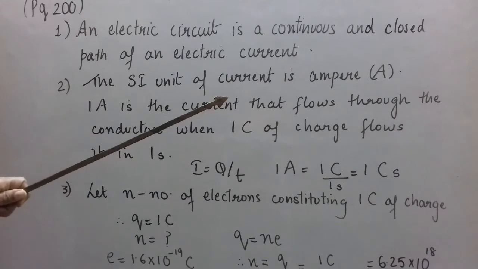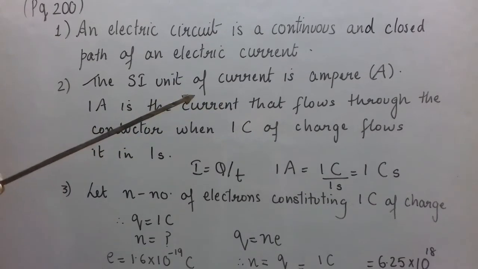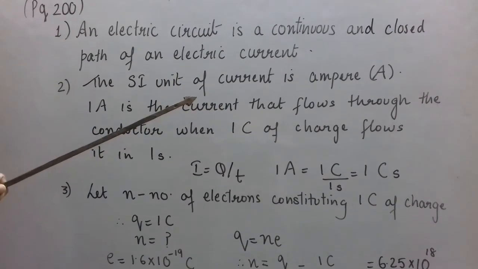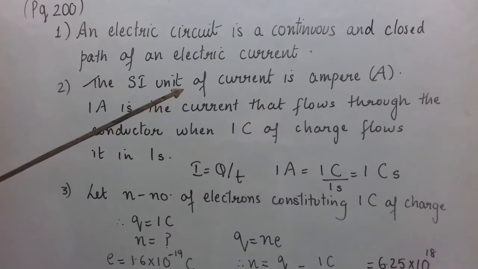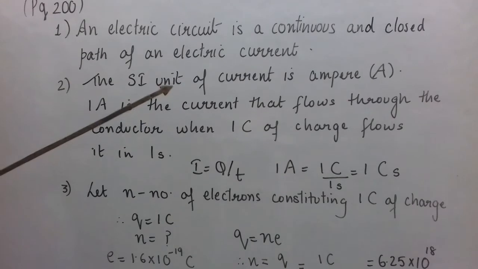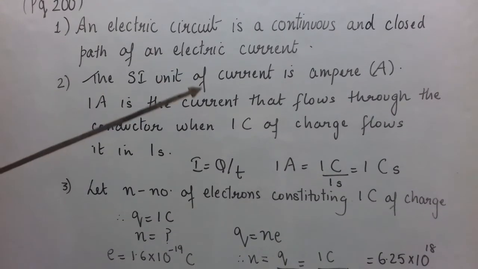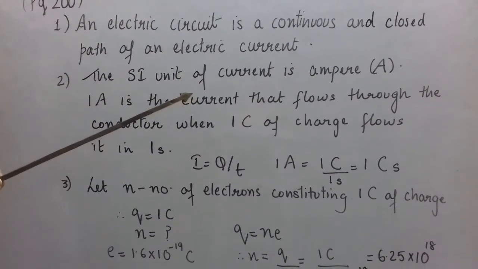Remember, you have to write the complete name and start it with a small letter a. You know that ampere is in the honor of it. This name is given in the honor of scientist Andre Marie Ampere. So in the bracket I have written capital A, that is the symbol for ampere.